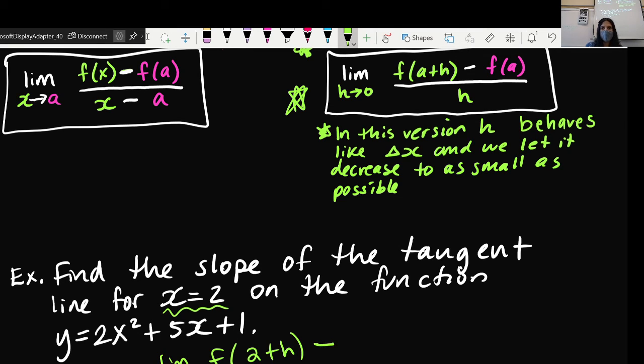Minus, it says f of a here, so again, the a value is that 2. So minus f of 2. And the whole thing would be over h. So that's the initial setup.